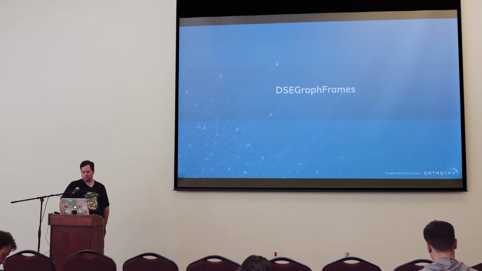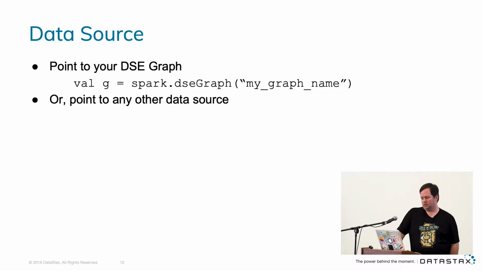So DSE GraphFrames sit on top of that, and one nice feature of DSE GraphFrames, if you're using DSE Graph, is that to create a DSE GraphFrame, all you have to do is say spark.dse.graph and point to the name of your graph, and it'll know you've already got a graph database. I know what the vertices are, I know what the edges are, I can immediately start running an algorithm. So that's just kind of a shortcut.